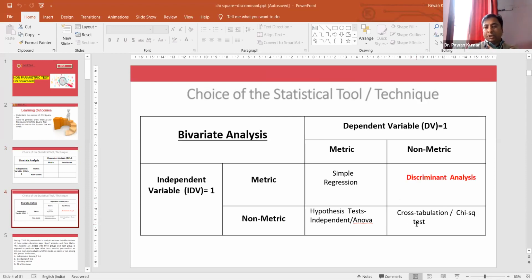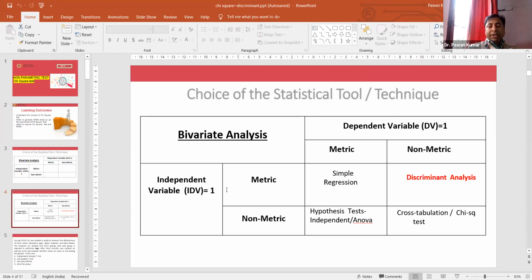discriminant and cross tabulation. You can see here, whenever your dependent variable is non-metric and your independent variable is metric, metric means ratio or interval type of data, and your dependent variable is non-metric, which is categorical data, then we can go for the discriminant analysis.